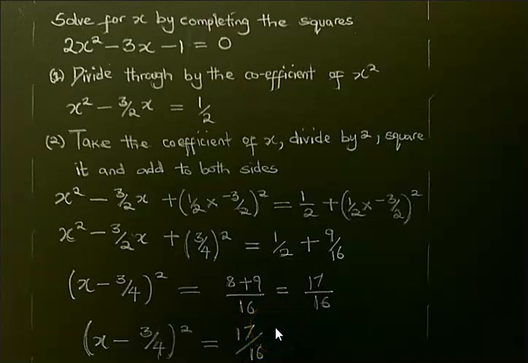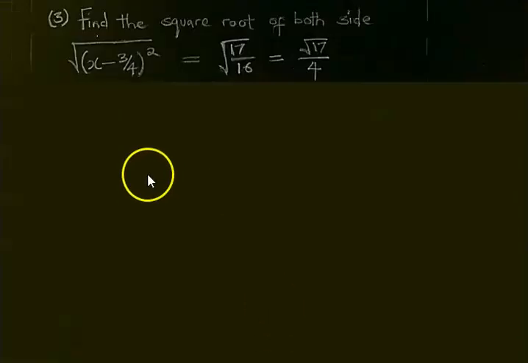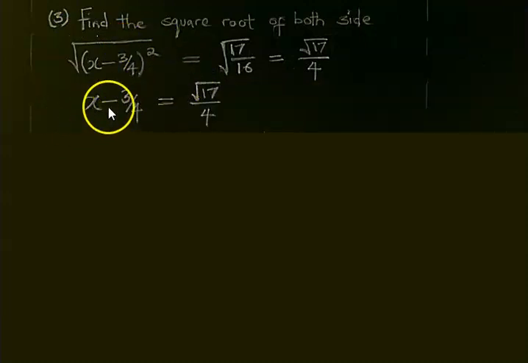So the next thing to do at this junction is to take the square root of both sides. Square root of this equals square root of this as well. If we take the square root of 17 over 16, we are going to be left with square root 17 over square root 16, and that just gives us square root 17 over 4. Keep in mind that taking the square root just cancels this square. So we're going to be left with just x minus 3 over 4 equals square root 17 over 4.